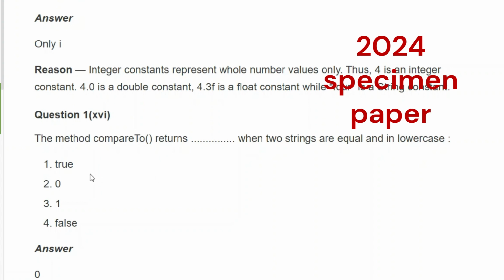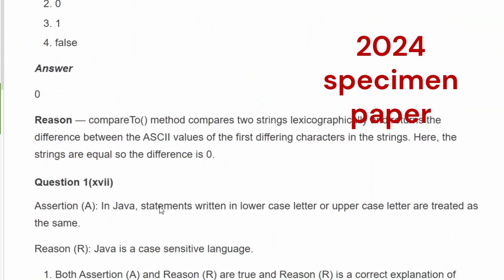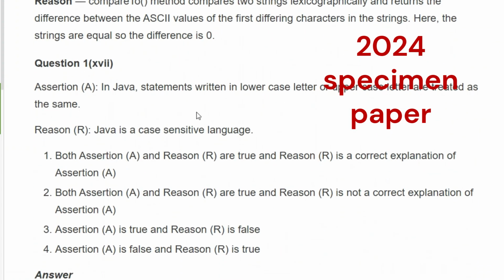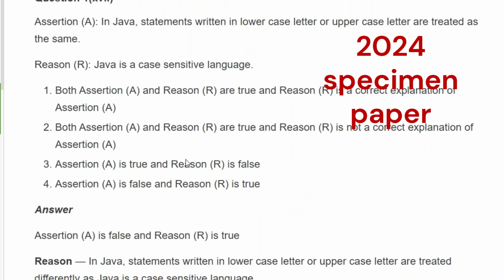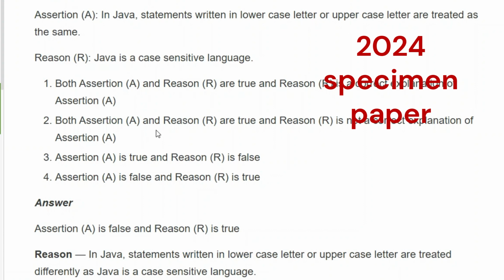In Java, statements written in lowercase letters or uppercase letters are treated as the same. No, this is false. Java is a case-sensitive language. Yes, this is true. This is false. This is true. Assertion false and reason true. This one, the fourth one.